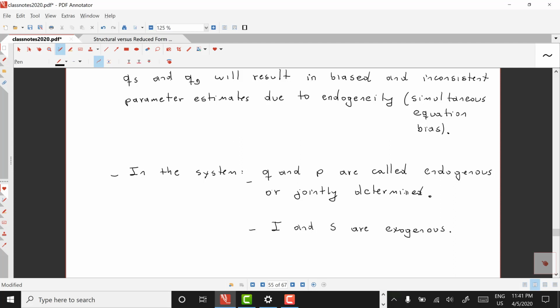Now, when we're talking about simultaneous equation models, we have what's called the structural form and the reduced form models. And the structural form is the way that we write the equations in their original form.